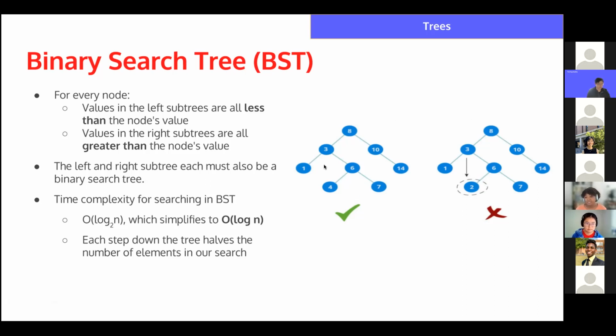This picture is an example of a tree where this node of 2 violates the constraint of the binary search tree. Although it is not a direct child of node 3, it is still on the right. It is a child of the right half of the 3 node. So every node that is to the right of 3 has to be greater than 3, and 2 violates that.